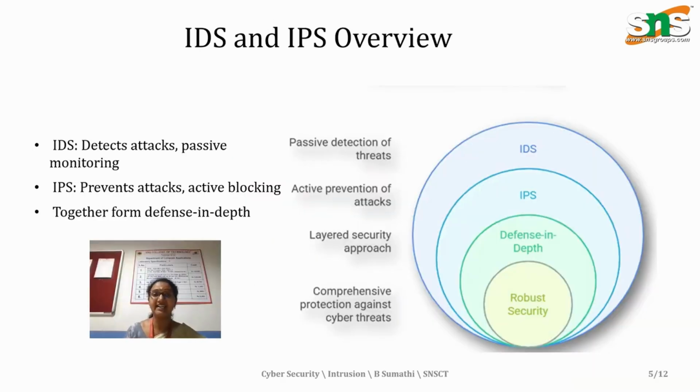And next one is IDS and IPS overview. Already we know that IDS is nothing but the intrusion detection system. It detects the attacks. It's passive monitoring. It detects the threat and will just inform the system admin or network admin. The next one is IPS, which is nothing but prevents attacks. It's active blocking. Intrusion detection system only identifies and informs, whereas IPS prevents the attacks, together providing defense in depth. So this is how IDS and IPS work.